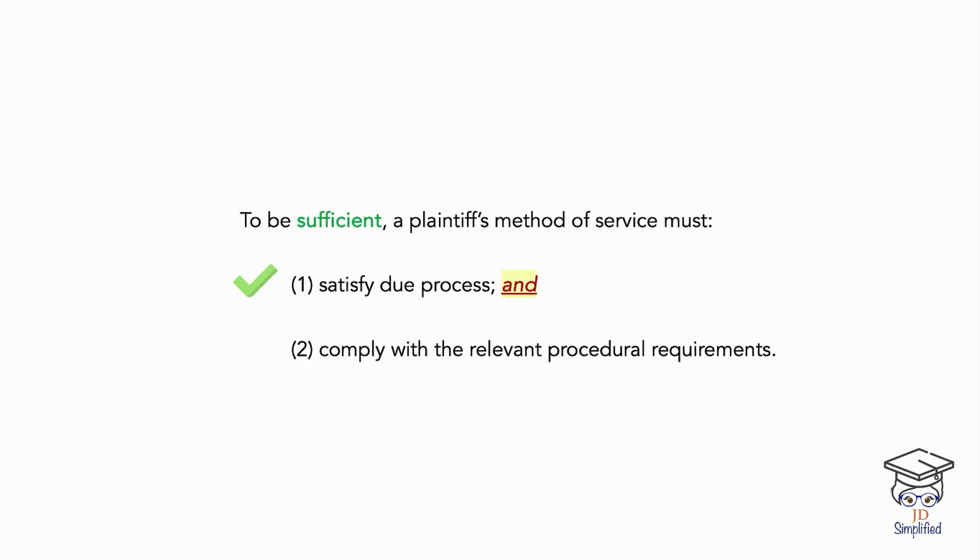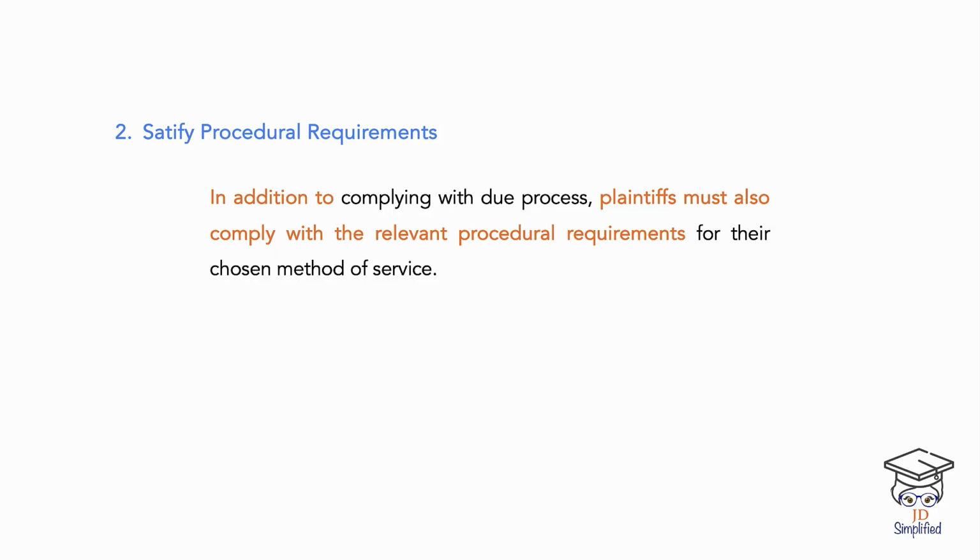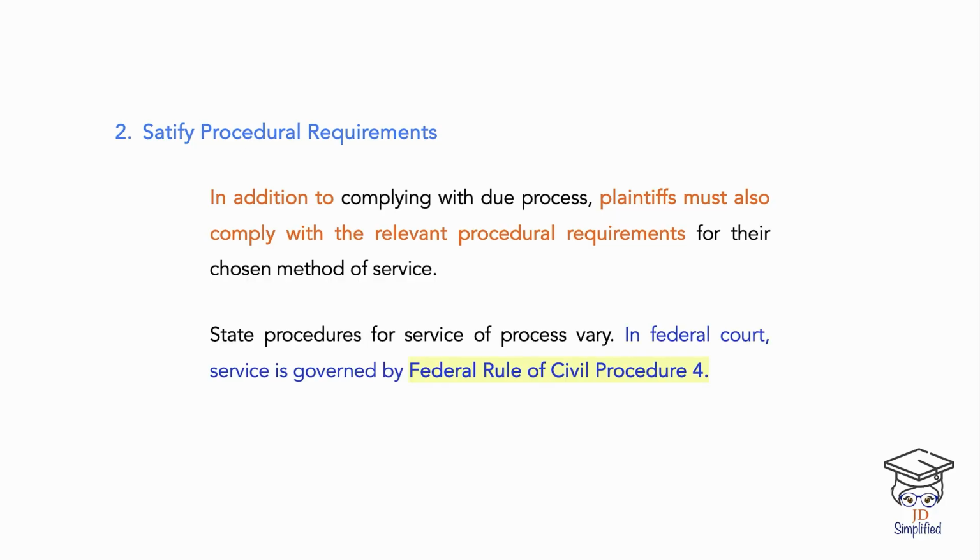All right, guys, we are done with satisfying due process. Let's now talk about complying with the relevant procedural requirements. In addition to complying with due process, plaintiffs must also comply with the relevant procedural requirements for their chosen method of service. State procedures for service of process vary, but in federal court, service is governed by Federal Rule of Civil Procedure 4. And Rule 4 has 4 stages for serving a defendant.